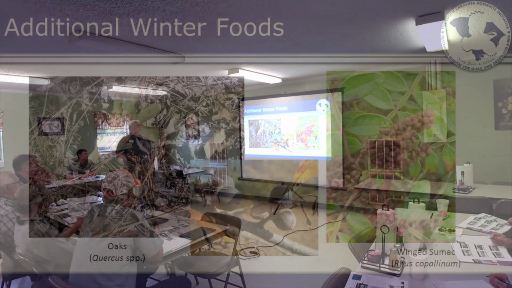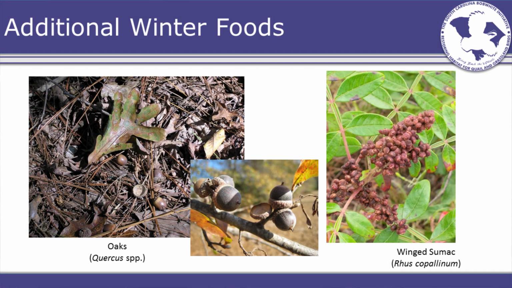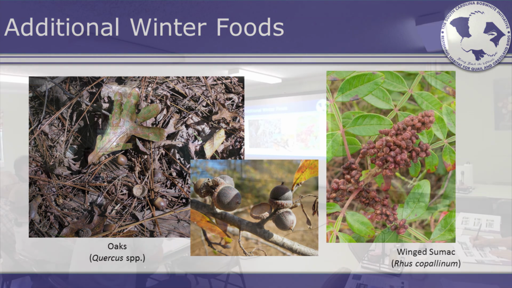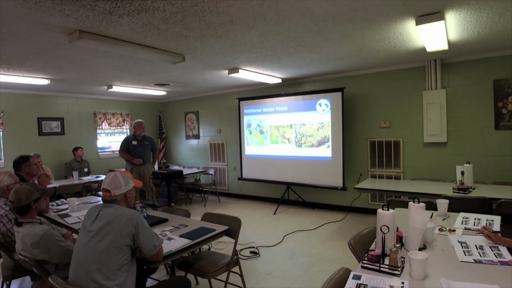Additional foods in the wintertime, some of your smaller acorn producing trees are really important. Of course, quail only have a certain size acorn that they're able to eat. So the water oak, some of the smaller acorn oaks are what we're talking about. Winged sumac, that seed is persistent through the winter time, available to a lot of the songbirds, and as it drops, it becomes available to quail on the ground.